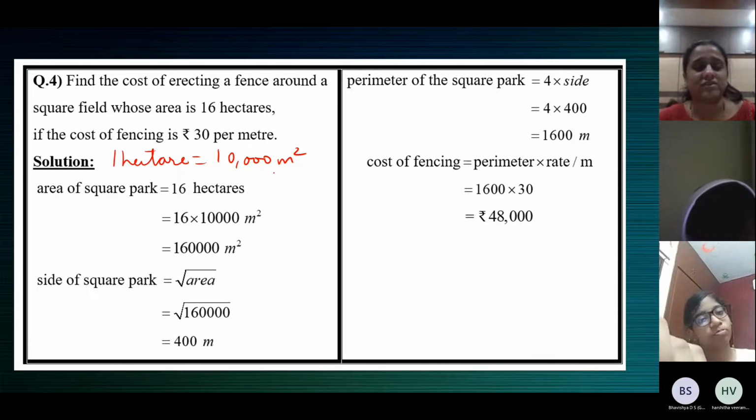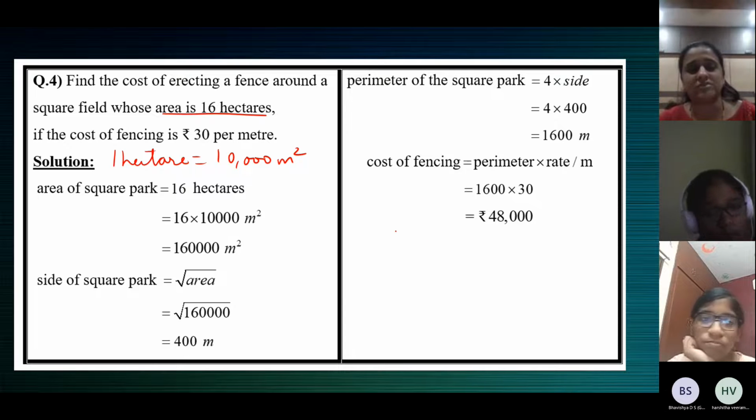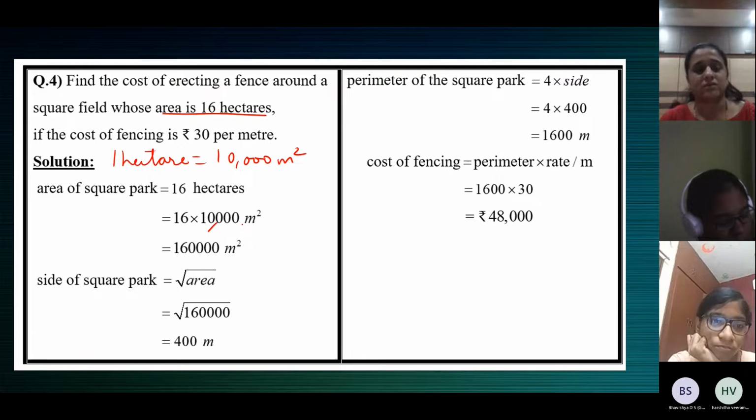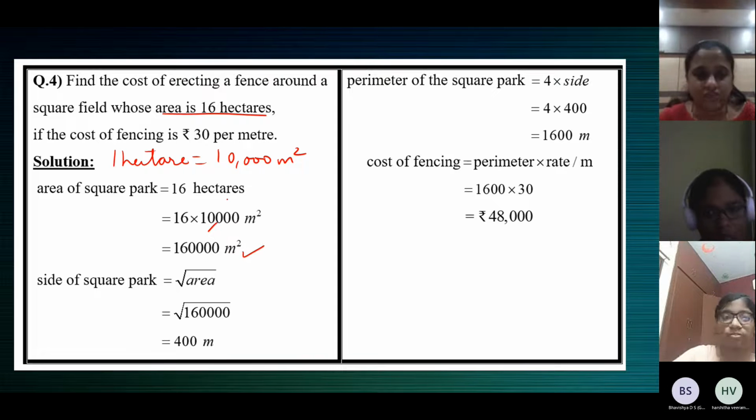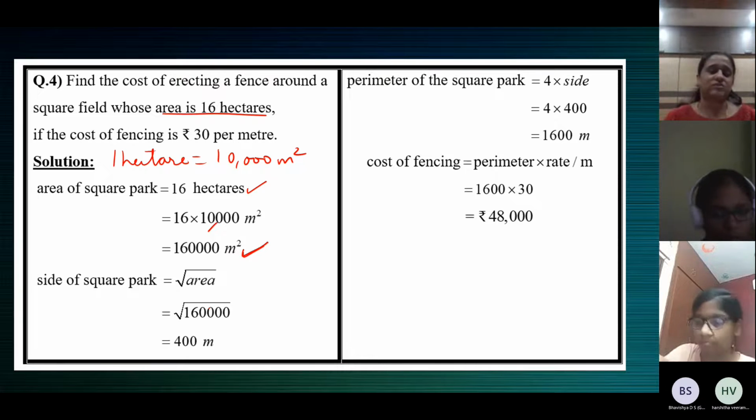Okay, so 1 hectare is 10,000 meters square. The area of the square park is given as 16 hectares. So convert the area in hectares to meters square. You'll have to multiply by 10,000 because 1 hectare is 10,000 meters square. So 16 hectares will be 16 into 10,000, which is 1,60,000 meters square. This is the area of the square park in hectares, and this is the area in meters square.